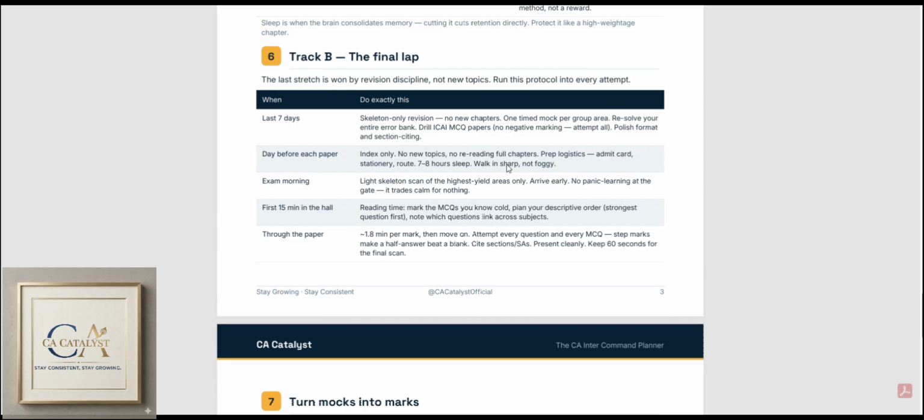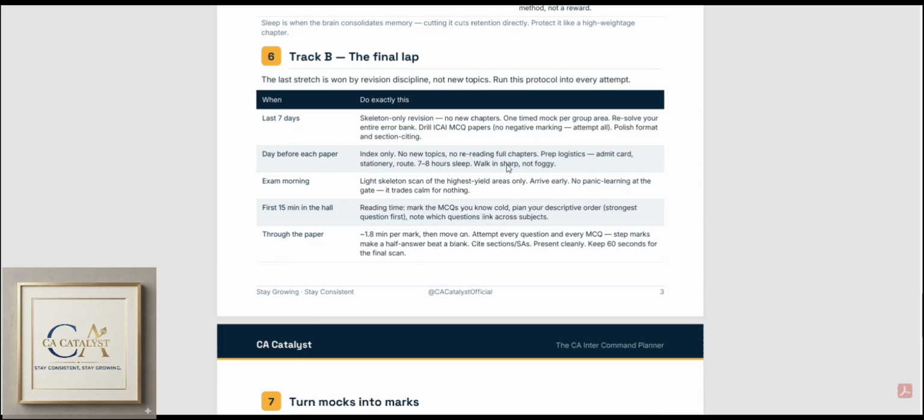One timed mock per group area, that means for the group that you are appearing, one mock paper you have to write for each group, or for each subject. Resolve your entire error bank. Whatever errors you have marked, look into them thoroughly. Look at the ICAI MCQ papers, because there is no negative marking. Just try to attempt them all. Focus on the format and the section-wise pattern. So a day before each paper, this is what you have to do in the last 7 days.